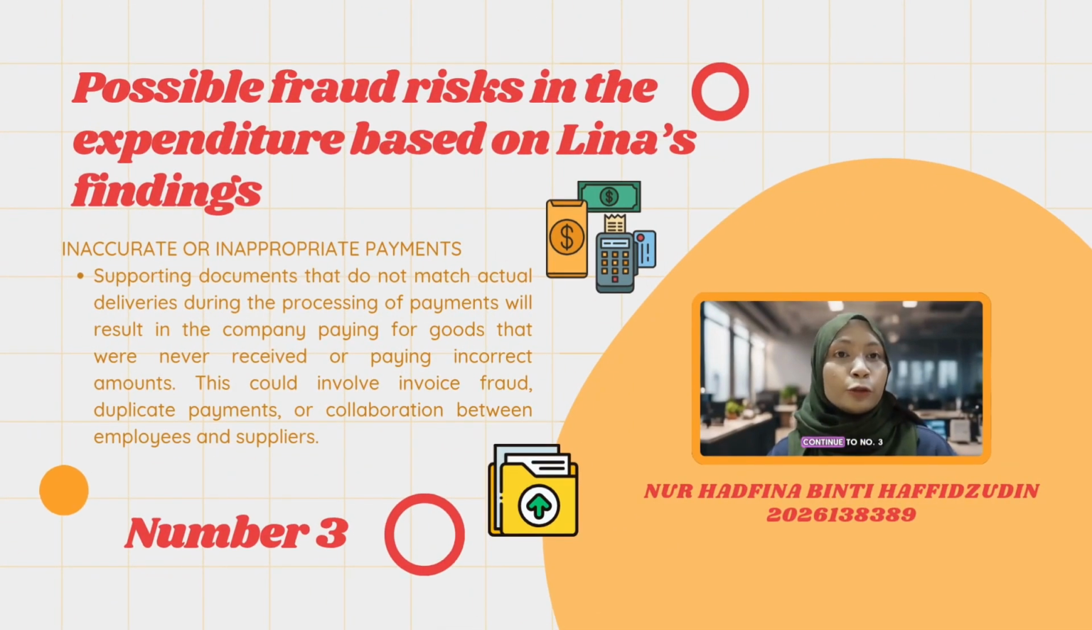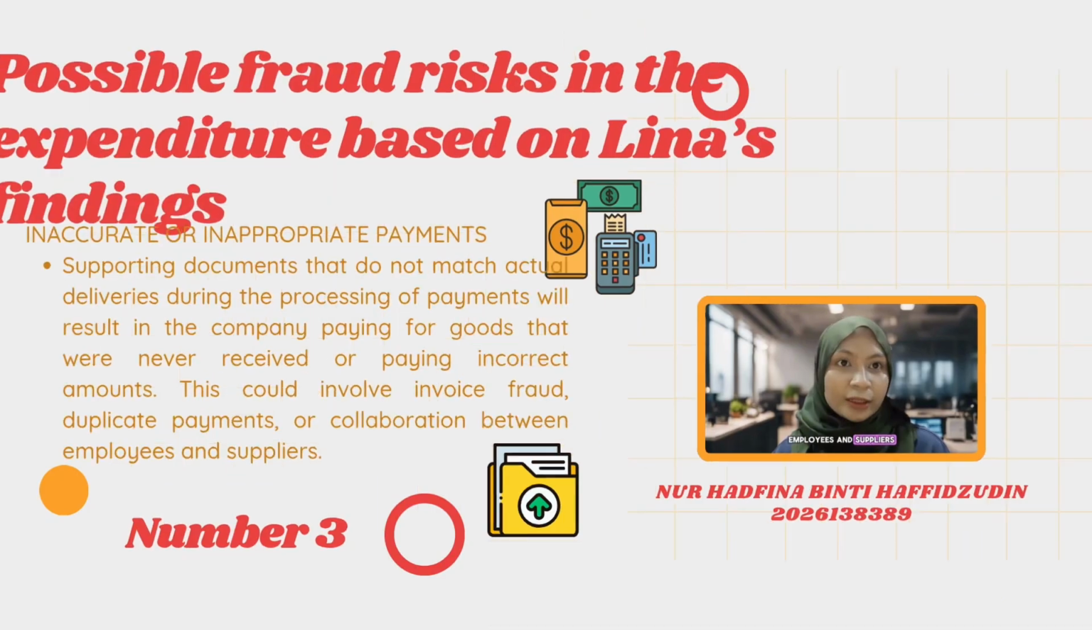Next, we continue to number 3, possible fraud risk in the expenditure based on Linda's findings. Inaccurate or inappropriate payment. Supporting documents that do not match actual delivery during the processing of payment will result in the company paying for goods that were never received or paying incorrect amount. This could involve invoice fraud, duplicate payment, or collaboration between employee and supplier.